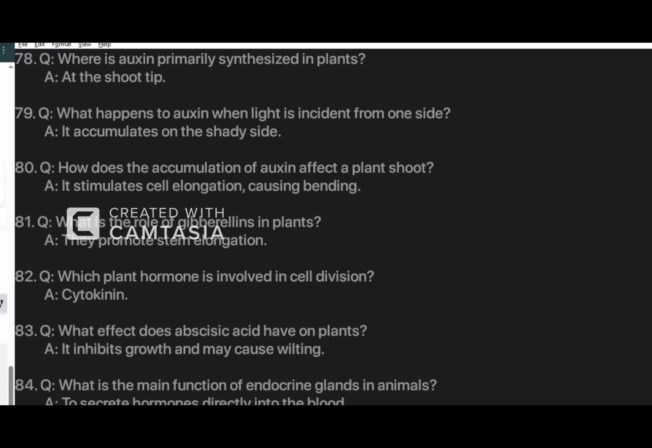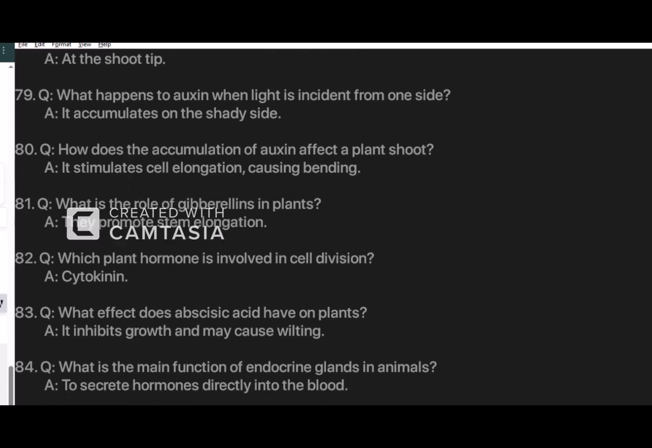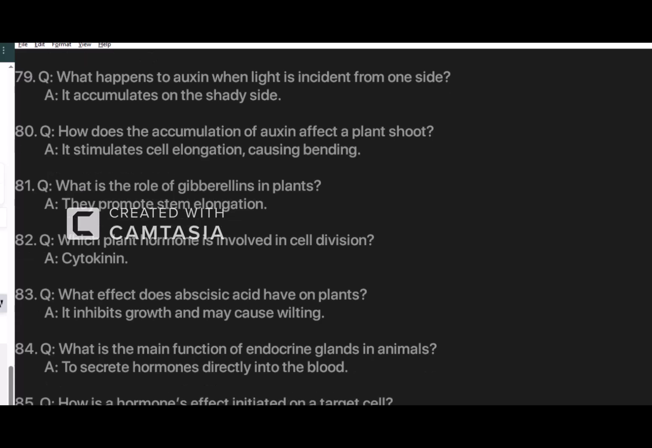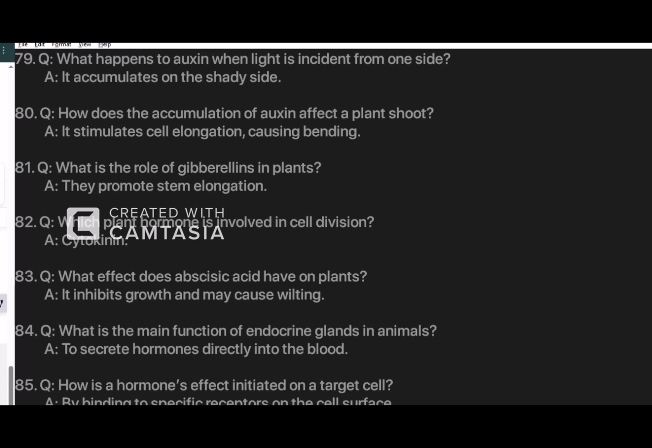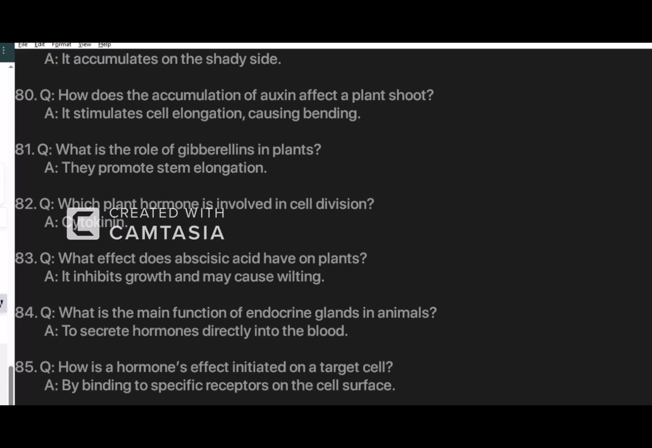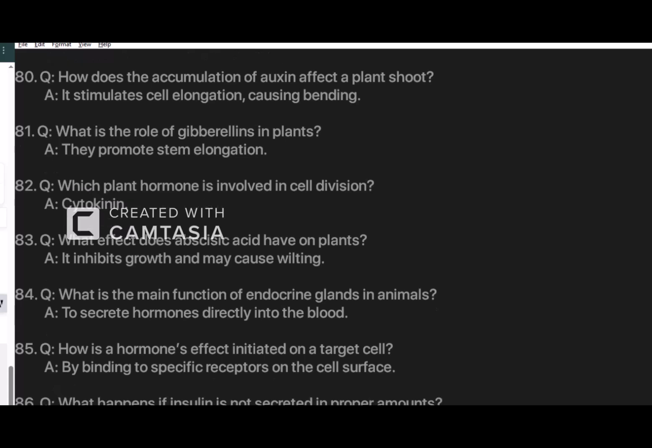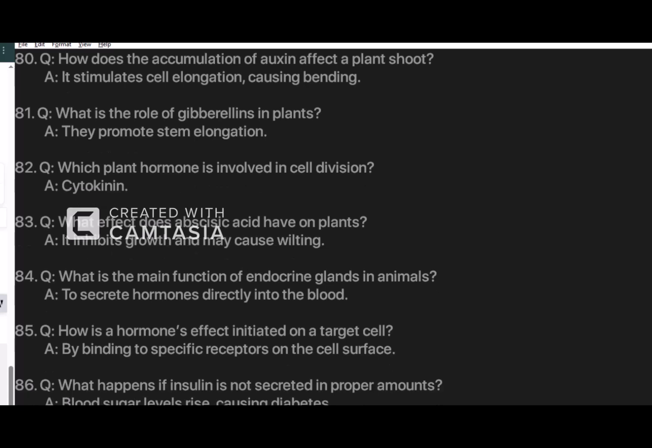84. Q. What is the main function of endocrine glands in animals? A. To secrete hormones directly into the blood. 85. Q. How is a hormone's effect initiated on a target cell? A. By binding to specific receptors on the cell surface.